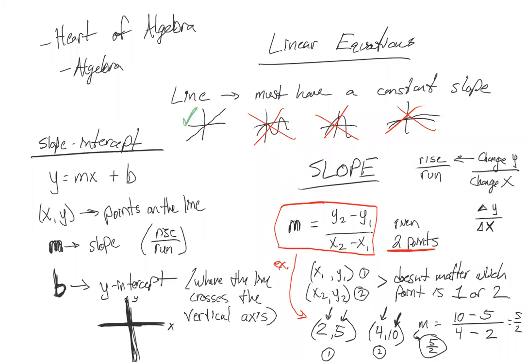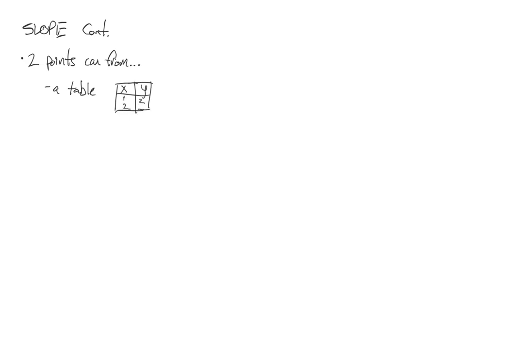And keep in mind now, we can get those points. So if we do slope continued, we can get those 2 points from a lot of different ways. 2 points can come from a table, right? Like x, y, and then it could be 1, 2, 2, 4, and you go, okay, first point is 1, 2, because when x was 1, y was 2. Second point was 2, 4, because when x was 2, y was 4. So it can come from a table.